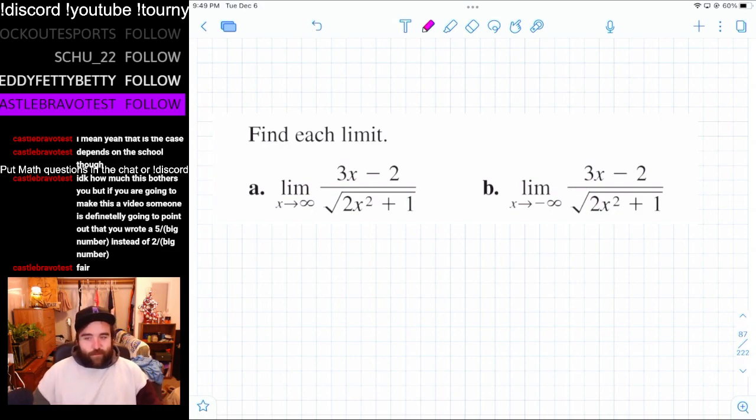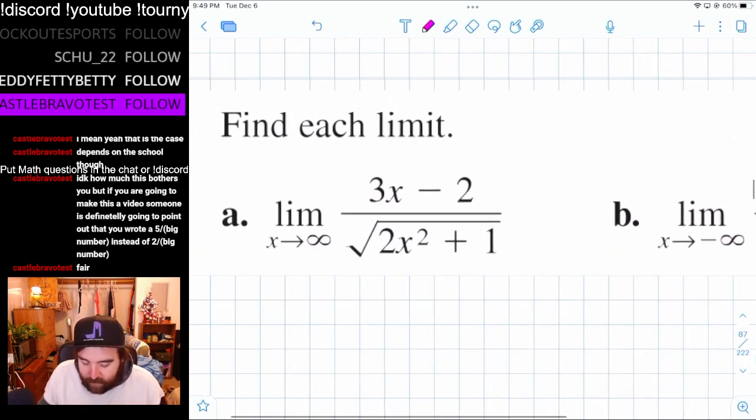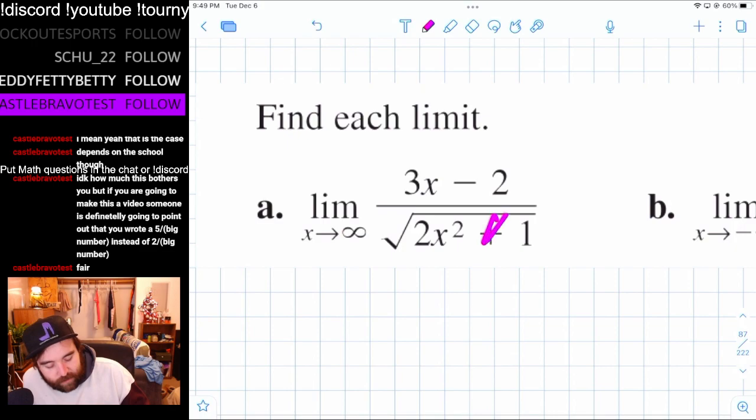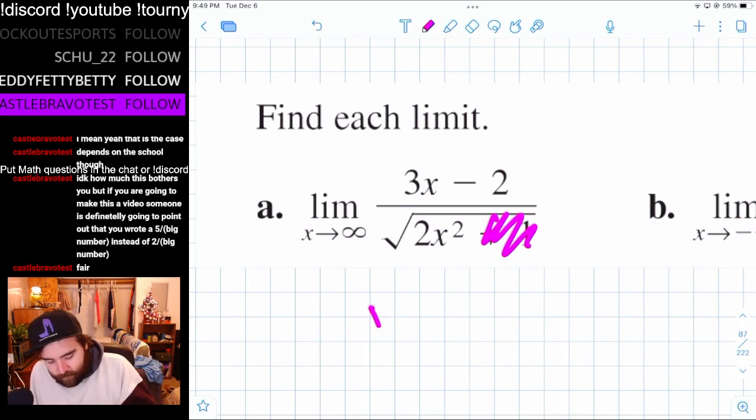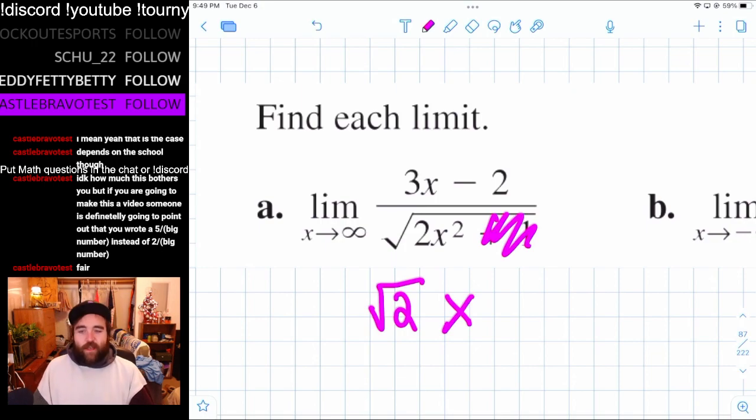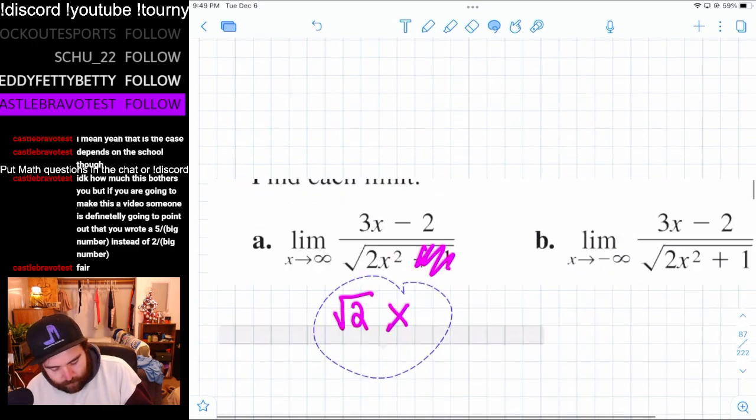Alright, now this one's a fun idea. So it's really the same idea, actually. So we look at this here, and we're just going to say that that plus 1 doesn't matter, because we're comparing it to infinity. But now, if we're not caring about that plus 1, we can actually simplify that square root, right? It's just the square root of 2, and then the square root of x squared, which is x. So that's our new numerator.